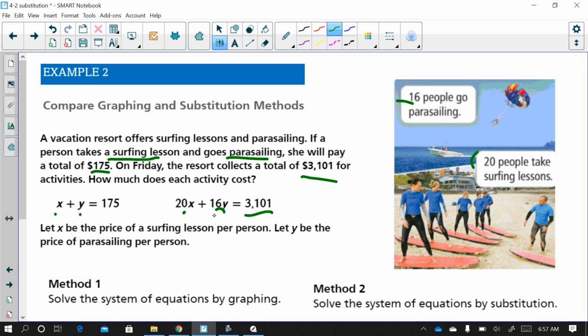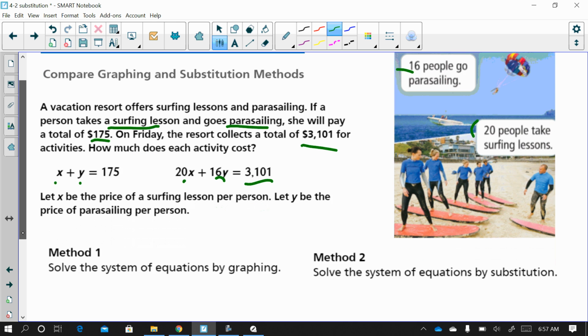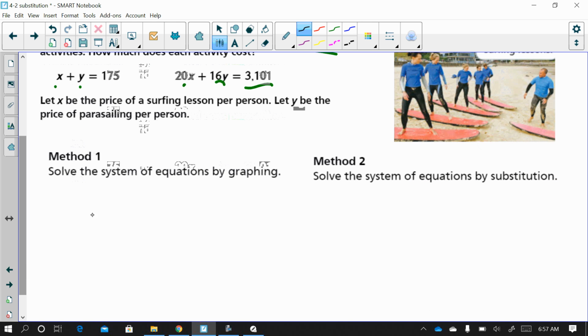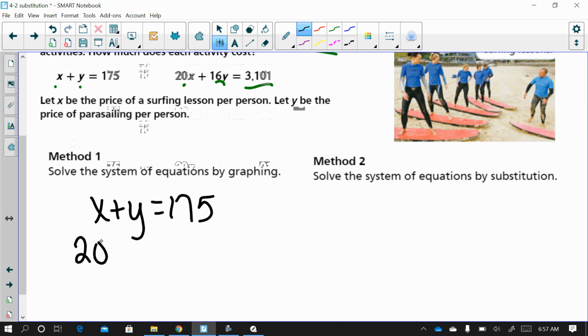Do you want to graph this? I personally do not. 175 is huge. 3,101 is even bigger. Okay, not fun. So this is much better to use with substitution. Okay, so I have, let me write it again. X plus Y equals 175, and 20X plus 16Y equals 3101.